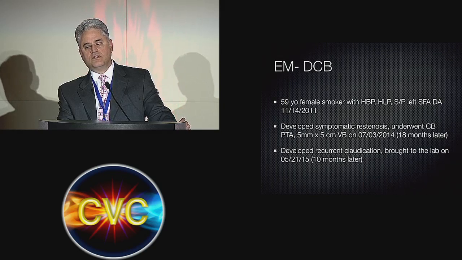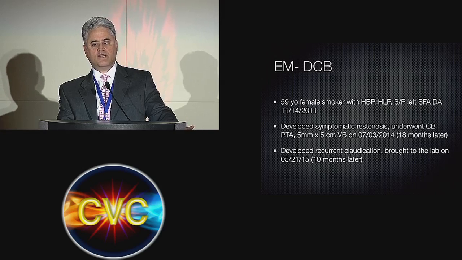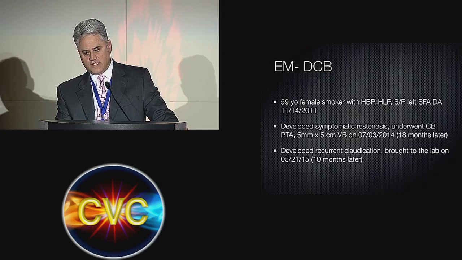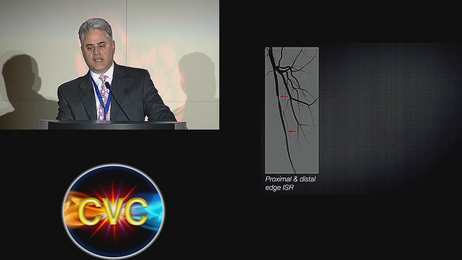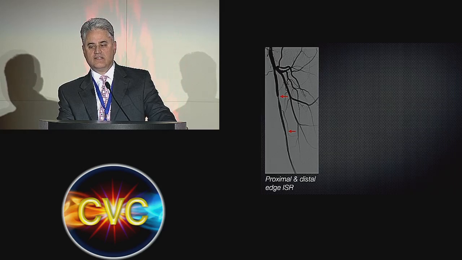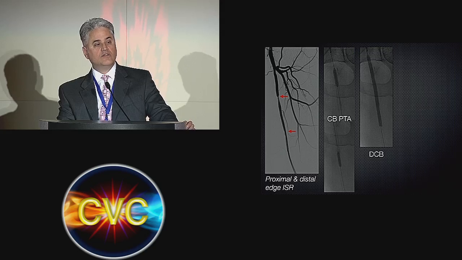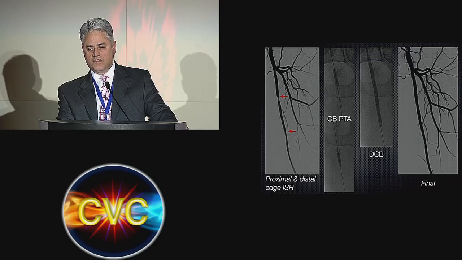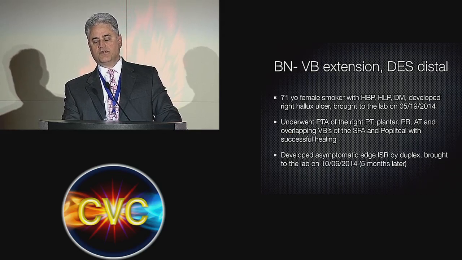This is a patient who had presented with severe claudication, underwent plaque excision atherectomy, developed restenosis, came back, which was treated with a 5x5 centimeter Viabahn. And then 18 months later, she came back with recurrent claudication secondary to both proximal and distal edge restenosis, treated with cutting balloon, followed by a single long drug-coated balloon with a very nice angiographic result. So this was a very quick and simple treatment.